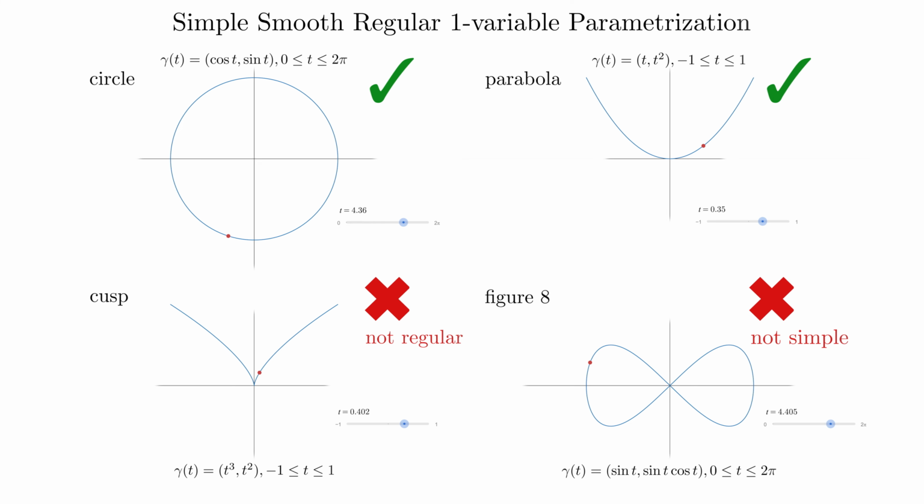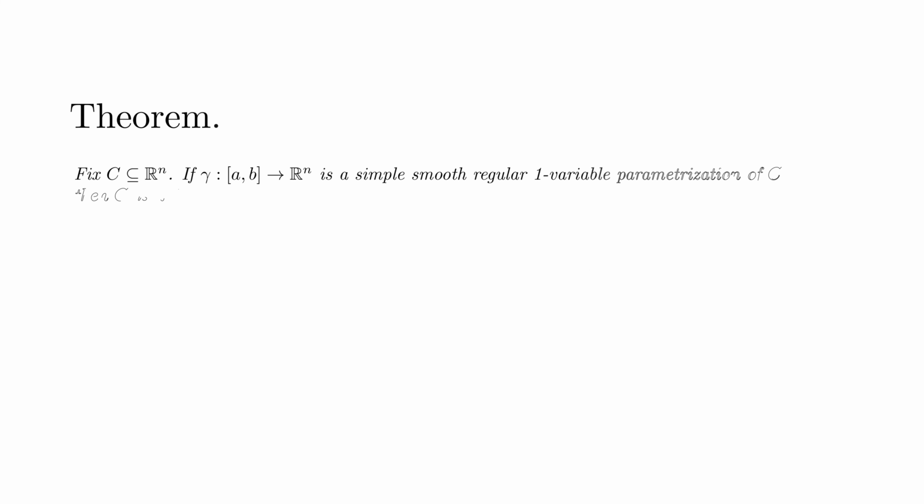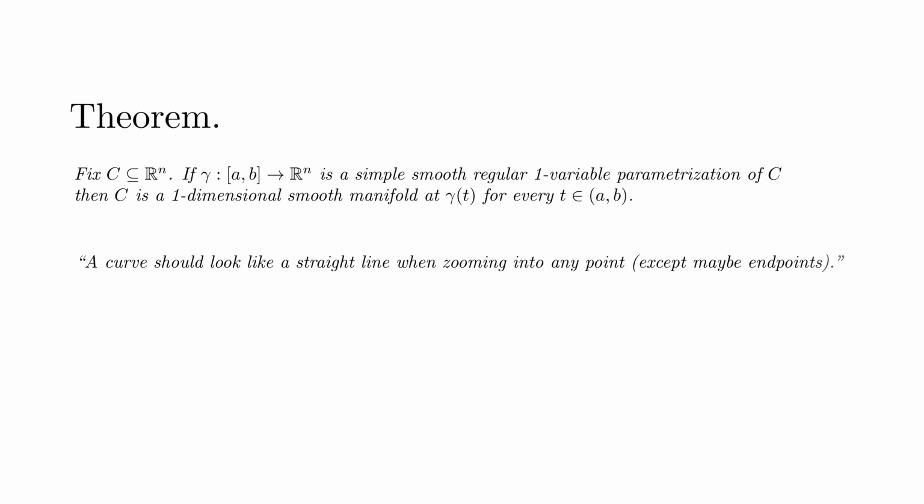Will this be enough to produce a good definition of a curve? Much to our delight, yes it does. And we've got the theorem to prove it. Fix a set C of Rn. If gamma is a simple, smooth, regular, one-variable parameterization of C, then C is a one-dimensional smooth manifold at gamma of t for every t in the open interval AB. This beautiful theorem matches our original intention. A curve should look like a straight line when zooming into any point, except maybe the endpoints.